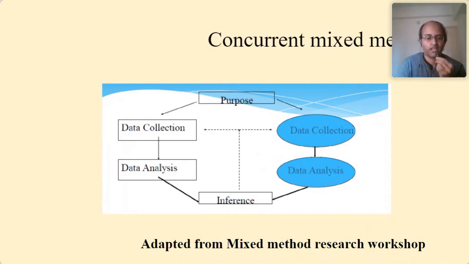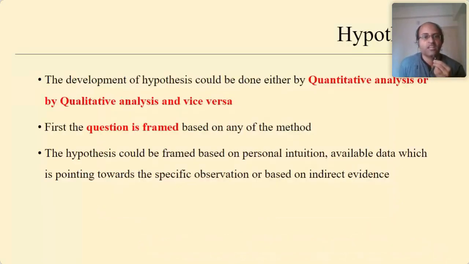How do we frame the hypothesis in the case of a mixed model? This is a very interesting question. The development of the hypothesis can be done either by qualitative analysis or by quantitative analysis, or vice versa. Any of the ways can be used and it is left up to the end user how he wants to do it. First you frame the question. Whether you frame it by quantitative or qualitative methods doesn't matter. Then the hypothesis framing can be based on personal intuition, available data pointing towards a specific observation, or indirect evidence. Irrespective of any of them, you frame the question.